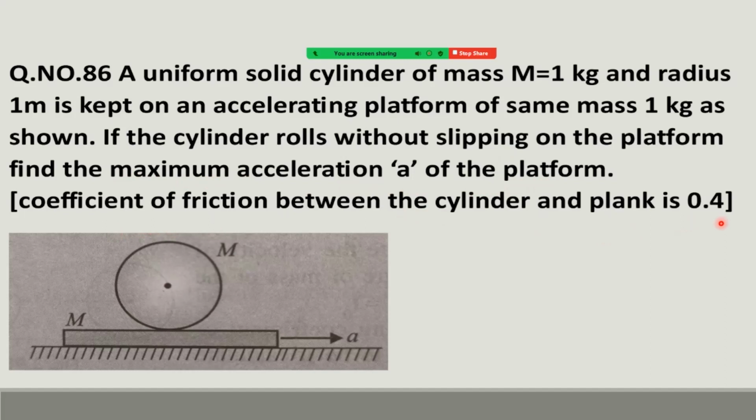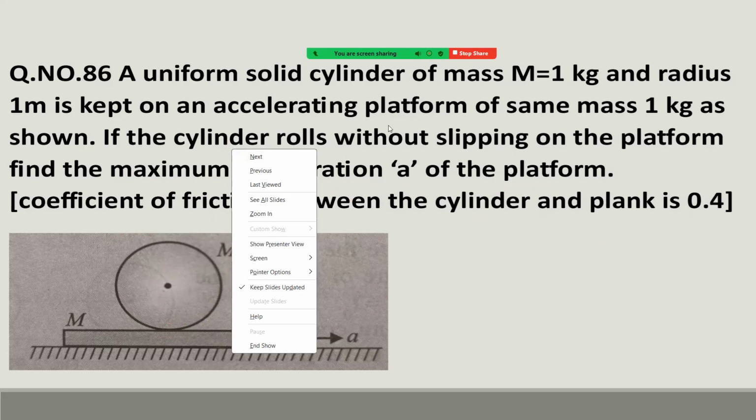Let us see how to start. He is asking the maximum acceleration. That means the frictional force at this contact is at its limiting value, because we have to find the maximum acceleration. So given mass each 1 kg, radius is 1 meter, mu value 0.4.